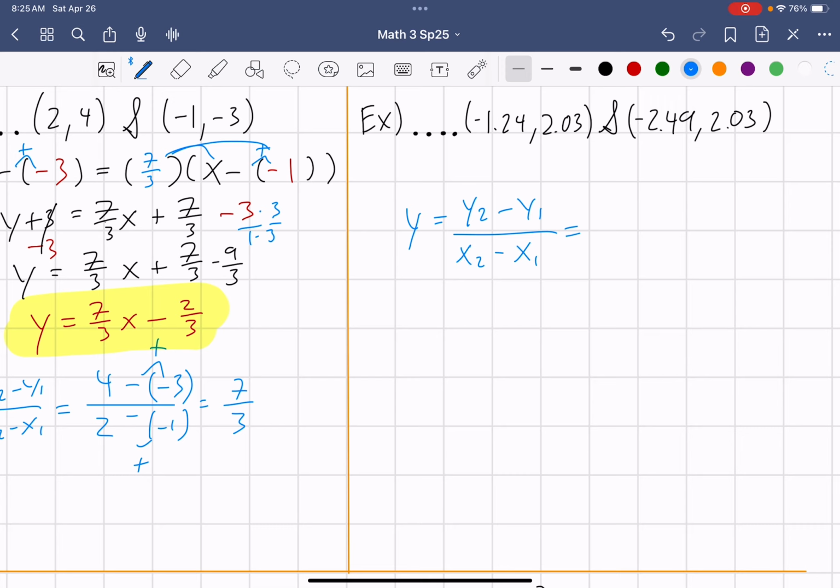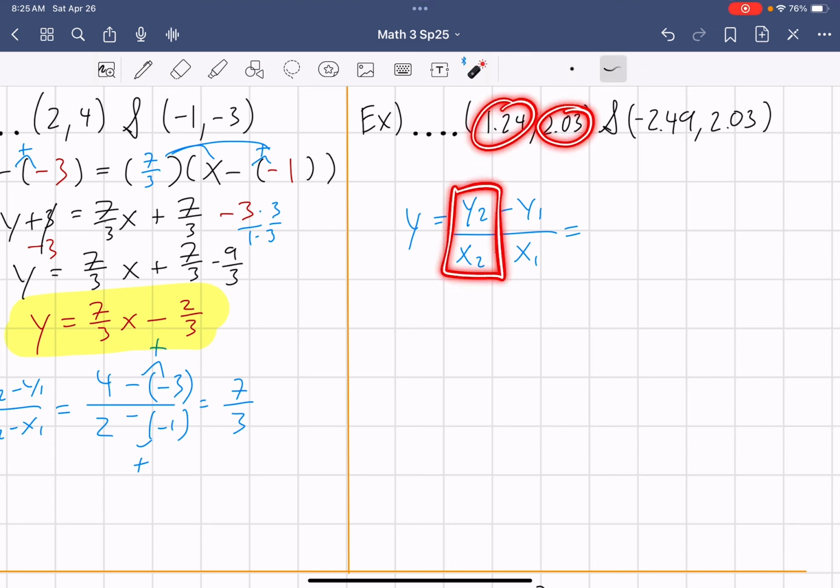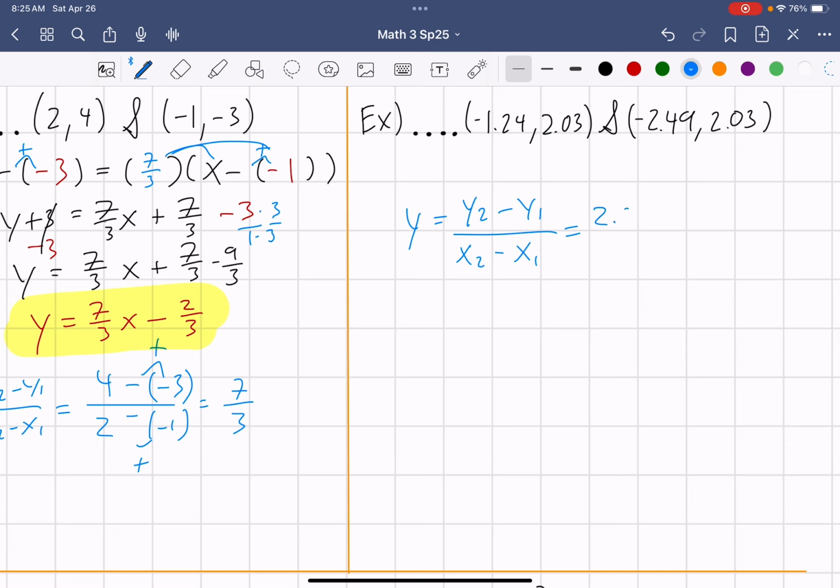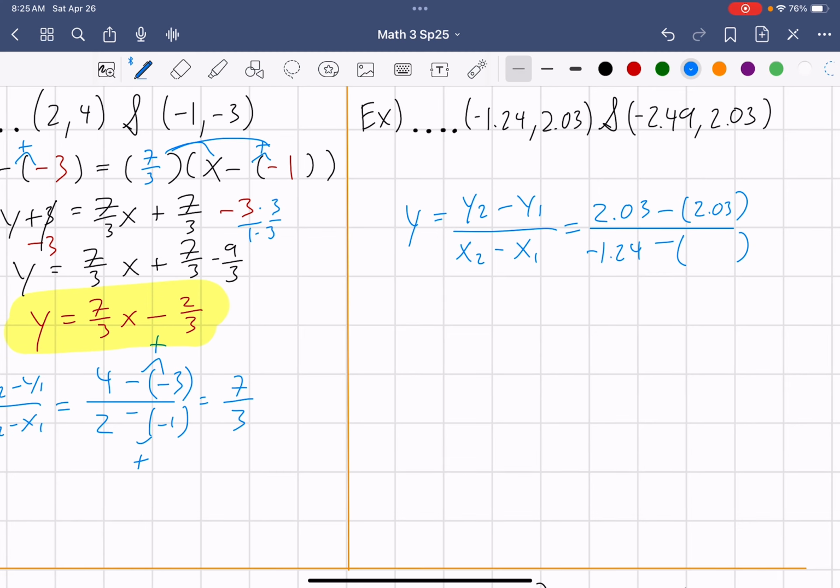So this is a little weird, but just make sure the very first one, again, your y and your x have to be directly above each other. So that's going to be 2.03 over negative 1.24. I always like to put it in parentheses because when you end up getting negatives, the negatives end up becoming positive. So the y here is 2.03 and the x is negative 2.49, which again, those two become positive. But if you notice here in the numerator, take a look.